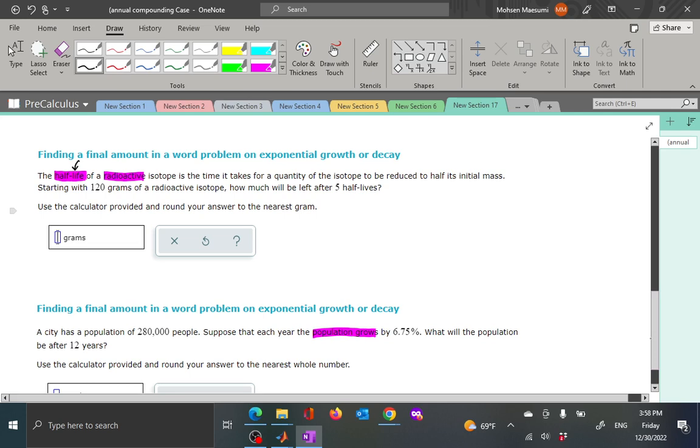What does that mean? If you start with this radioactive substance and you have 120 grams of it, if you keep it 1 year, only half of it is there. And then after another year, again, another half is going to be there. The rest of it is converted to some other substance. And then how many times are we going to do this? Well, we are going to do this 5 times. So it's going to be 120 grams times one half to the power of 5.